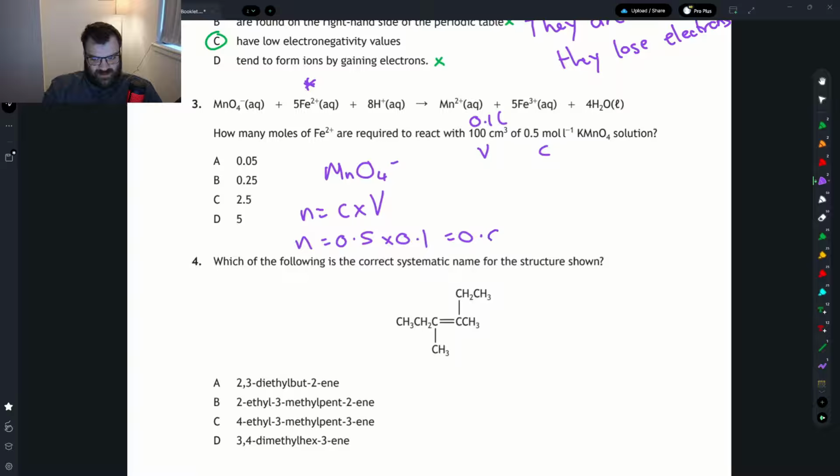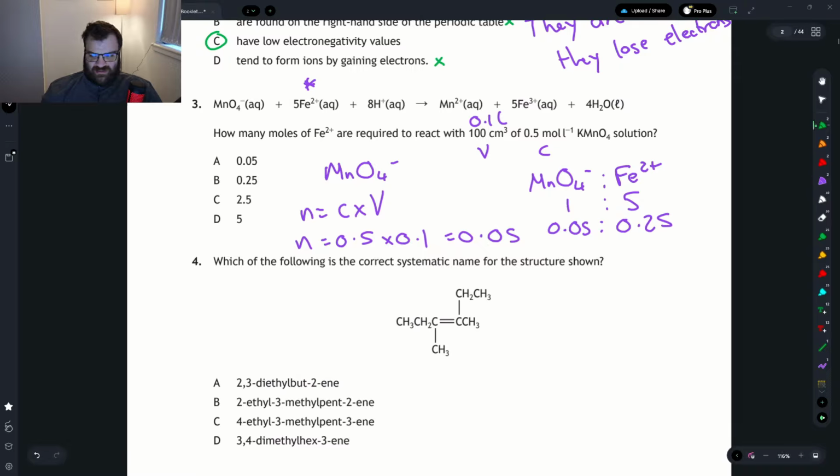That will give 0.05. We can then look at our ratio, which is where you look at the balance in numbers between the two chemicals. We have got a 1 to 5 ratio, so we want to multiply our answer by 5 to give 0.25. Pop them in the calculator and it will spit it out for you, and that makes our correct answer B. You have to catch the ratio, very important.